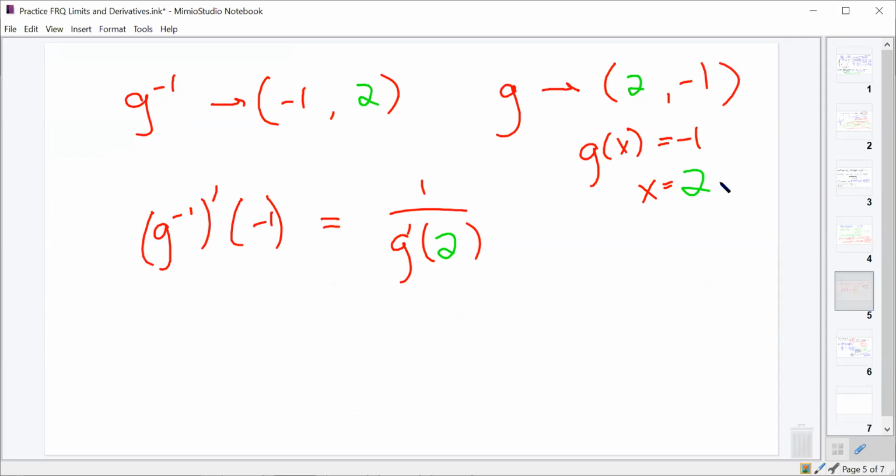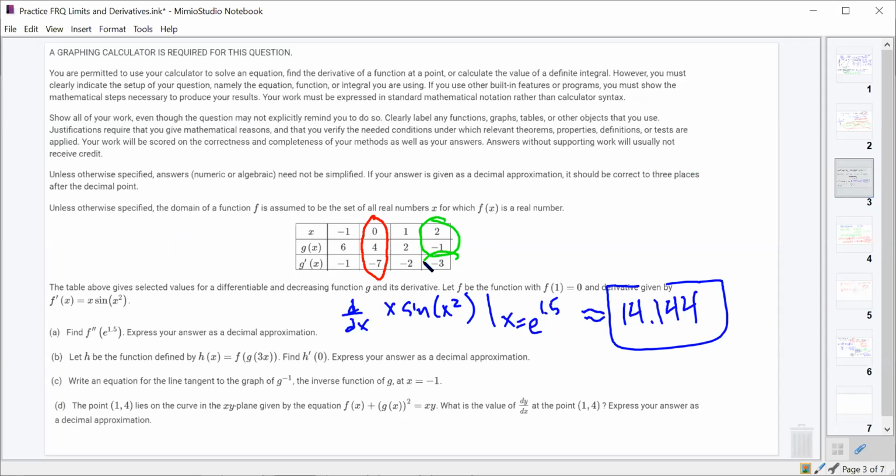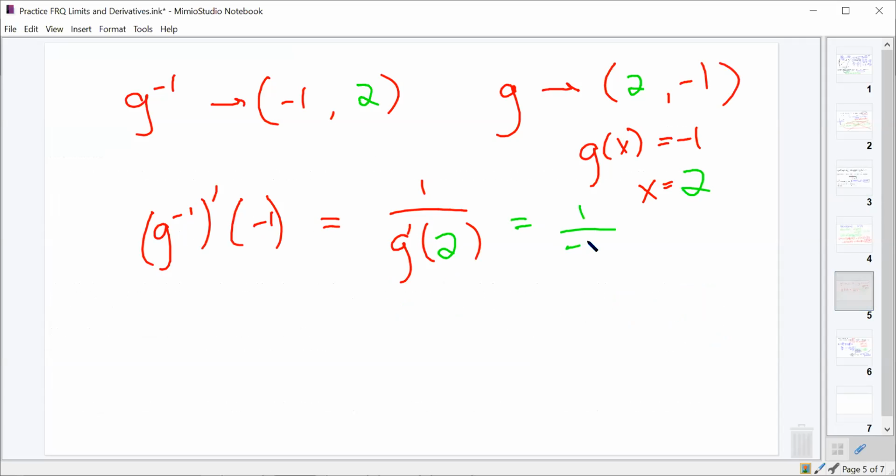So the question we're trying to find is the derivative of the inverse of G at negative 1. It should be 1 over G prime of 2. And once again, we'll just go back and look at the chart. G prime of 2 is negative 3. So this is 1 over negative 3, negative 1/3. And we're not asked for the slope, we're actually asked for the equation of the tangent line.